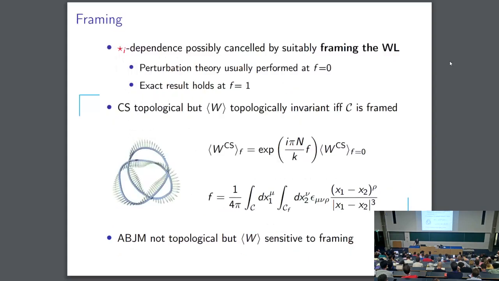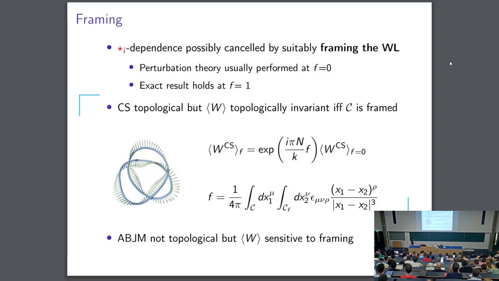The idea is that this red star dependence could possibly be cancelled by framing the Wilson loop. The reason why we thought about it is because perturbation theory, which is what we did so far, is usually performed at framing 0, whereas the exact result holds at framing 1. So the idea is to generalize the perturbative computations to incorporate the effect of framing. So here is a small parenthesis to explain super fast what framing is.